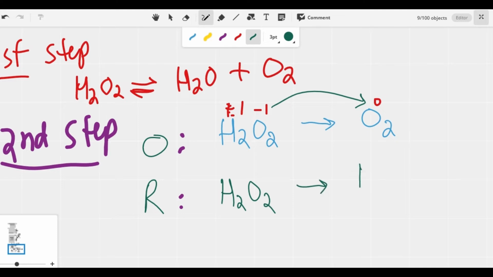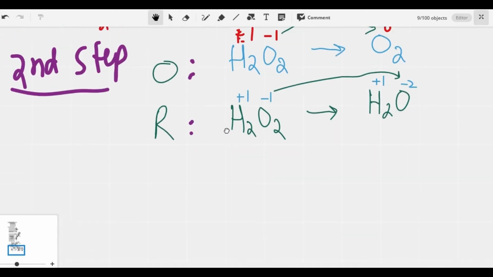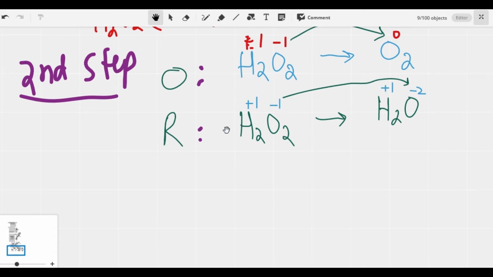In the second case, I'm going to show you the reduction, that is H2O2 that will split into water molecule. And here, as you know, the hydrogen charge is +1 and stays the same as +1, but the oxygen is now -2. So it means that a gain of electrons takes place, because -1 to -2. So it means that is reduction. That is the second step.